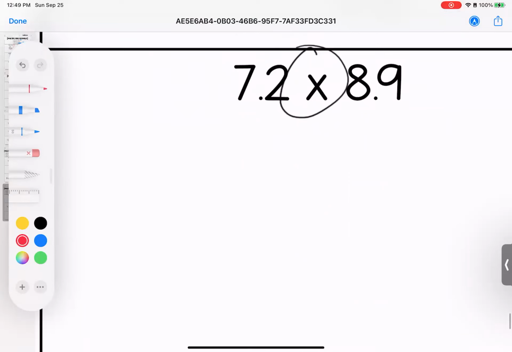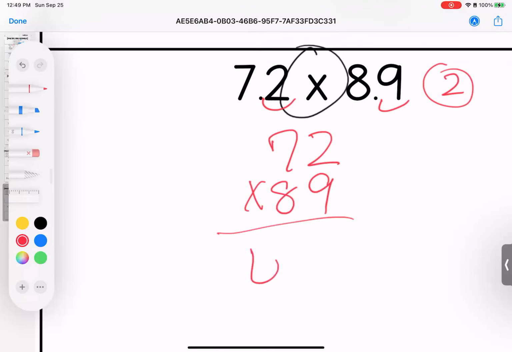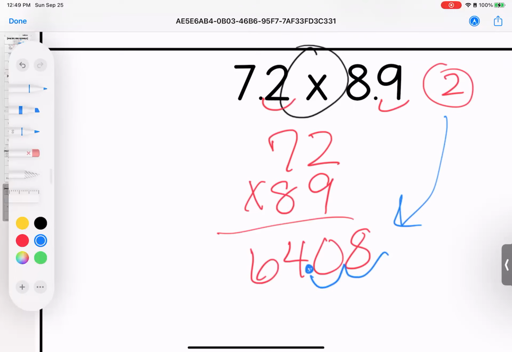Over here, we have 1, and 1 is 2. 72 times 89 is 6408. 2 decimals to bring in. 1, 2. 64 and 8 hundredths.